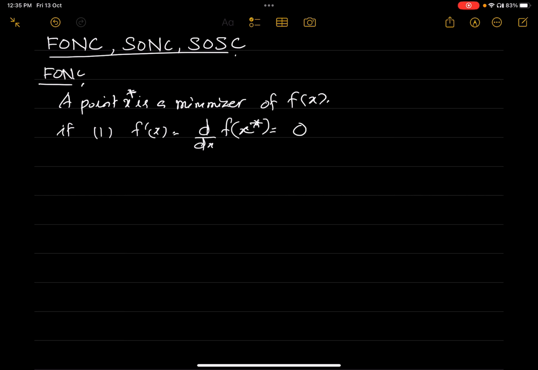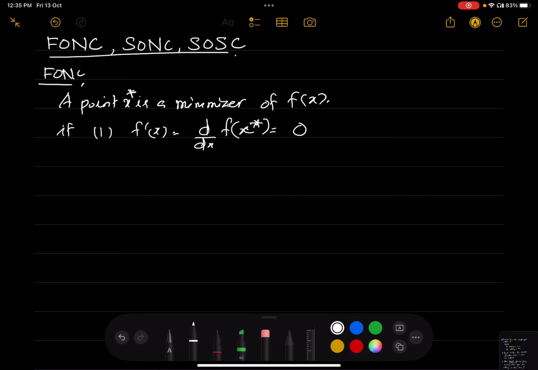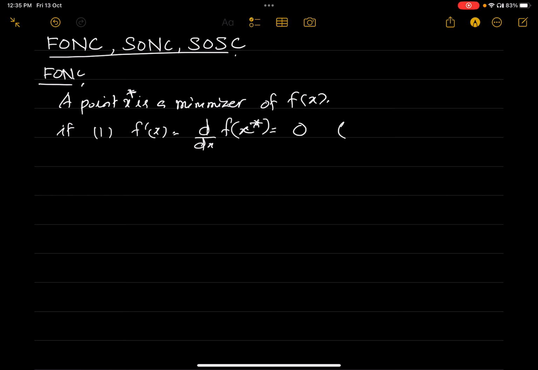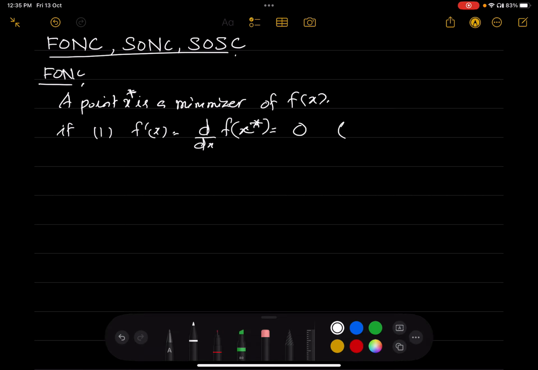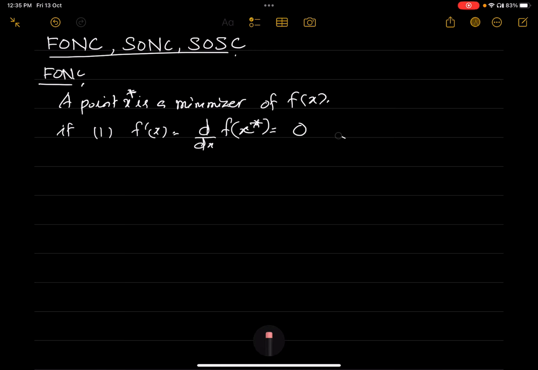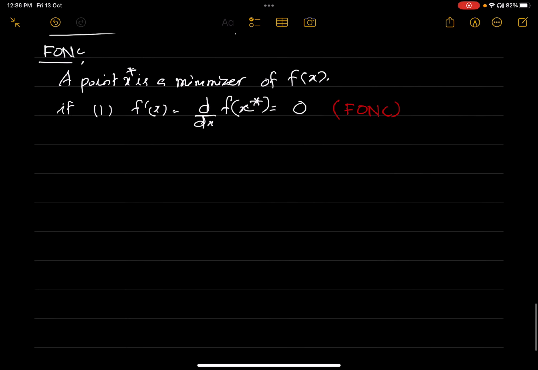Is it a sufficient condition? No. This is the first order necessary condition. Why is it first order? Because we're using the first order derivative to state this condition. Why is it necessary? Already told. It's not sufficient, I mean, every point satisfying this condition need not be a minima. It can be a maxima, it can be a minima, it can be neither maxima nor minima. It all depends on the function. Okay, so this is the first order necessary condition.